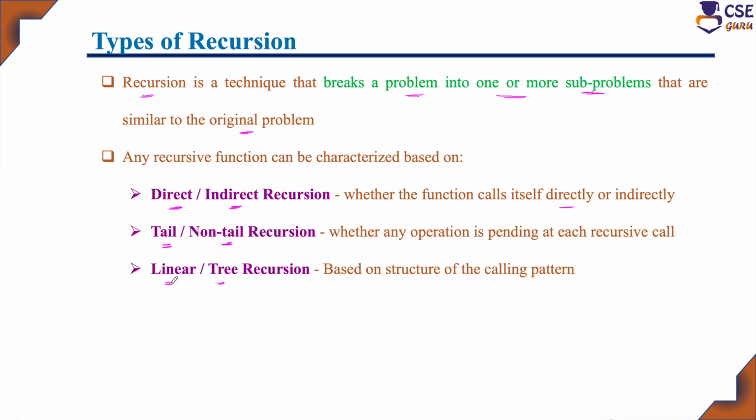And linear recursion, based on the structure of the calling pattern: in every recursive call step, the function calls itself only one time. Every recursive call, only one time. And tree recursion means in every recursive call, the same function calls itself more than one time. That is called tree recursion. All these three categories we will discuss with examples now.